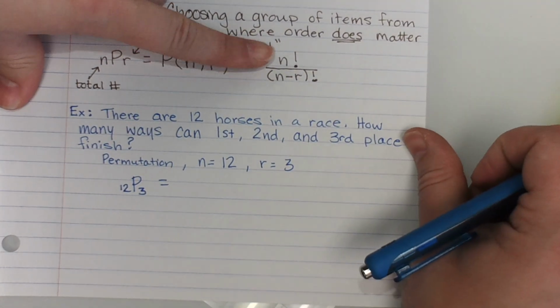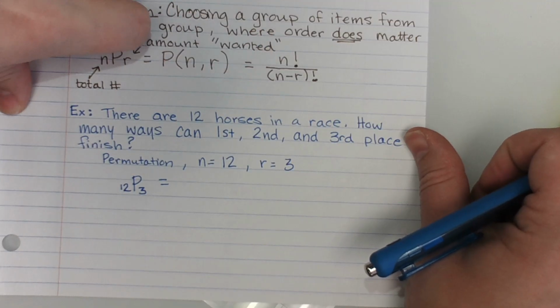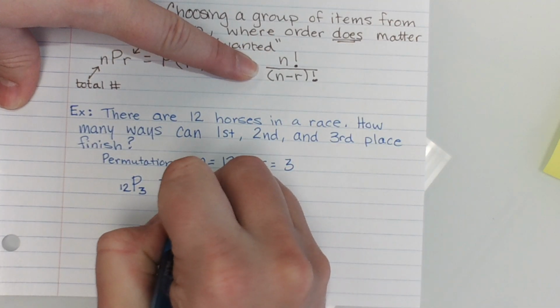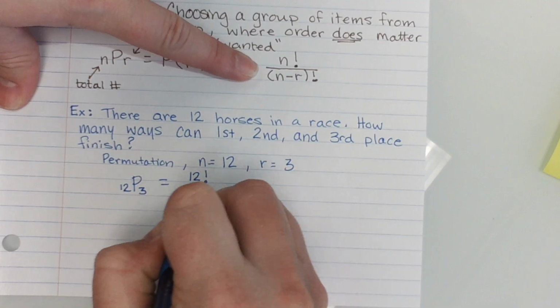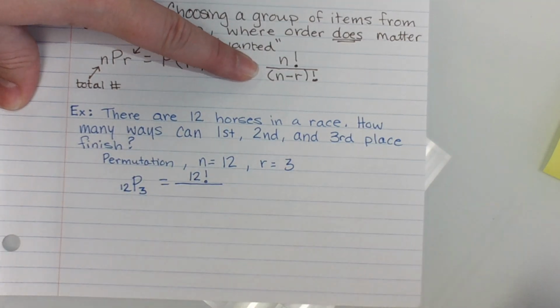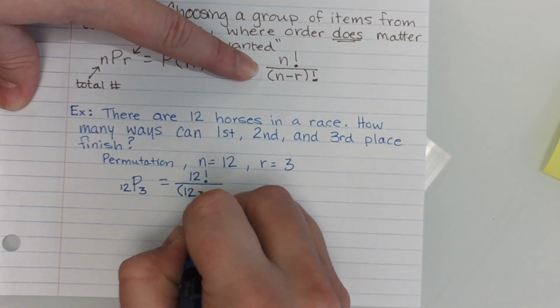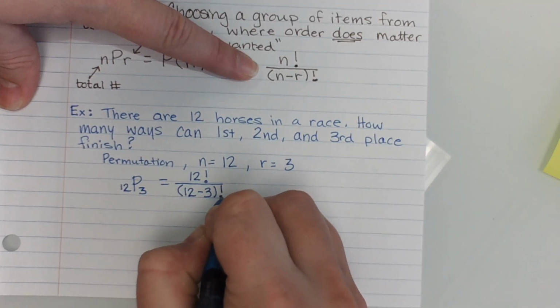Make sure that you are grabbing the right formula. This is permutations, this formula. N factorial, 12 factorial, over N minus R factorial, 12 minus 3 factorial.